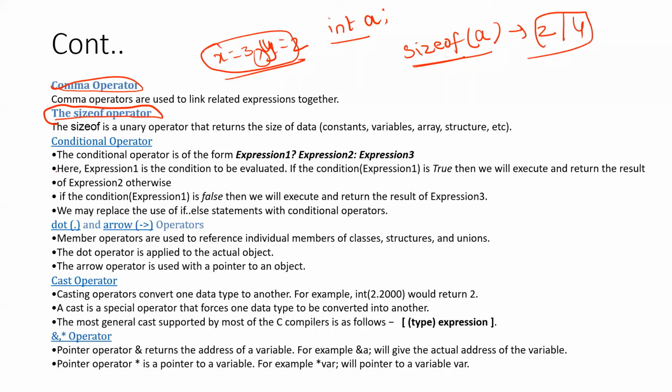Similarly, there is the conditional operator, which is nothing but an alternative to decision making statements. We'll discuss it with examples in the next class. The remaining operators are dot, arrow, cast operator, and the ampersand and star symbol operators. All these we'll discuss in the next classes. We have very little time.